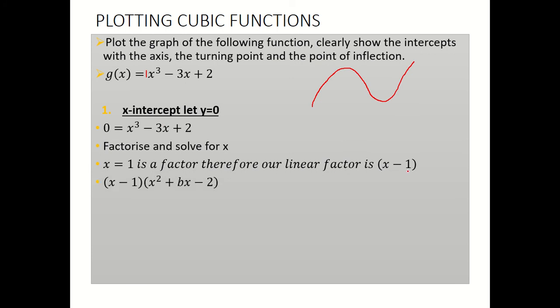Obviously that factor, binomial factor, must be multiplied with a trinomial. What must I multiply with x for me to get x cubed? The answer is very easy, it's just x squared. What must I multiply with -1 for me to get +2? And the answer is just -2. -1 times -2 gives you +2.